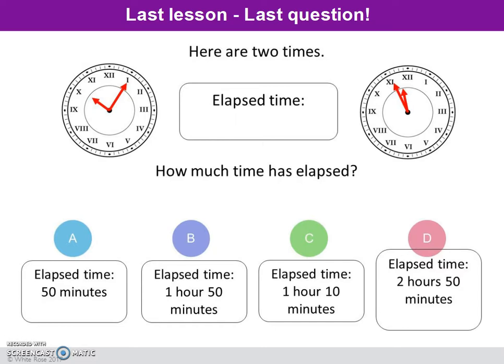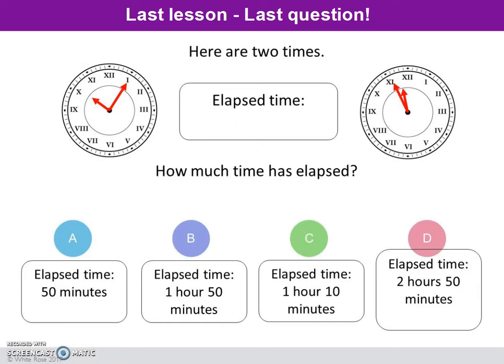So we've already got rid of A, it can't be 50 minutes, and D, it can't be 2 hours 50 minutes. So now we're looking at B, is it 1 hour and 50 minutes, or C, 1 hour and 10 minutes. We've already worked out 5 past 10 to 5 past 11 is 1 hour. If I was looking at 10 minutes more, that would be 5 past 11, 10 past 11, 15 minutes past 11. So C would show that the second clock is 15 minutes past 11, or quarter past 11, but it doesn't. It shows a later time.